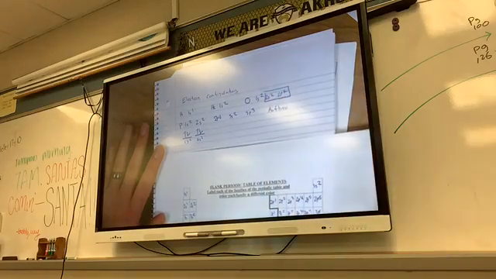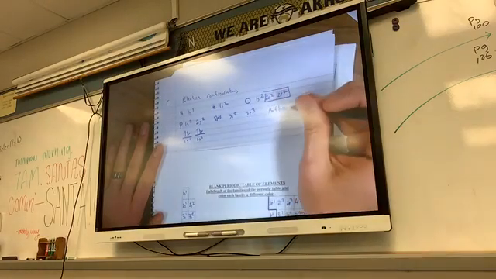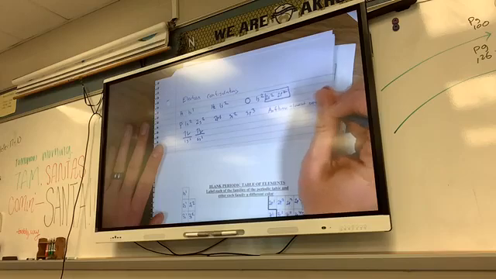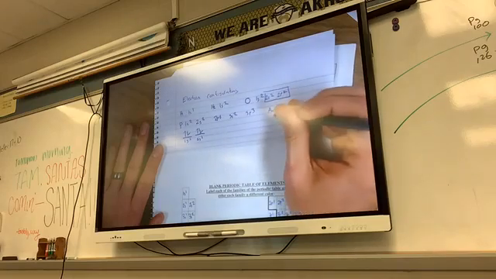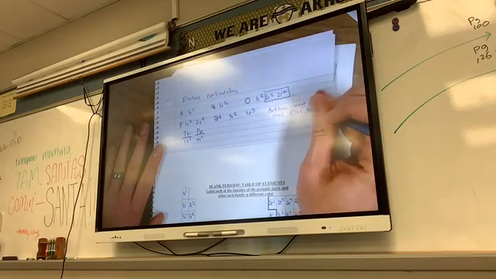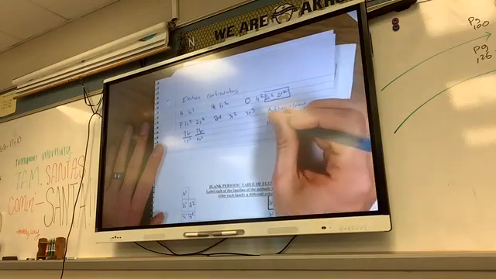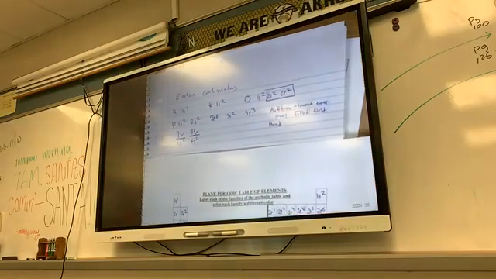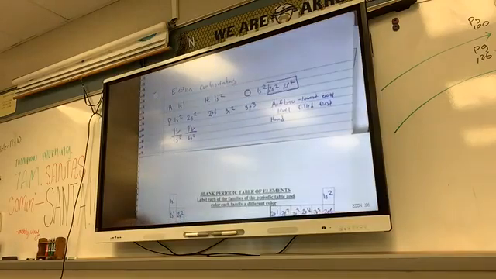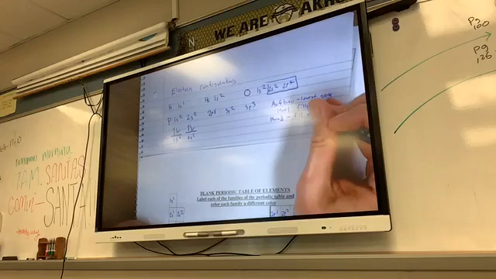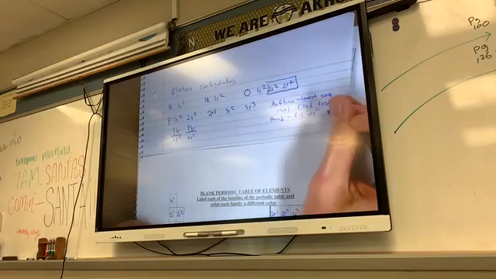So in orbital diagrams, we know that we have to fill the lowest energy first. Lowest energy level filled first. And then we also know that Hund's rule says to fill the ups first.